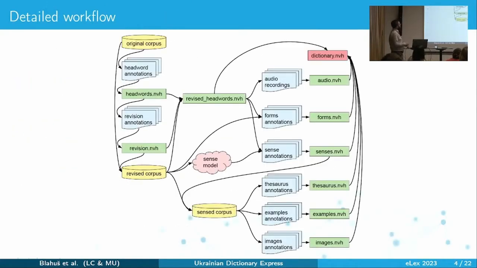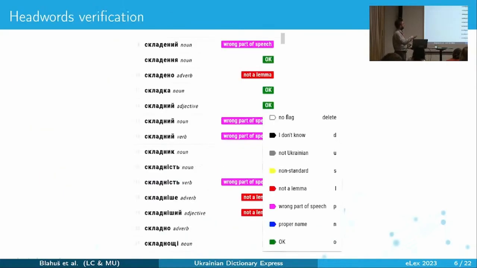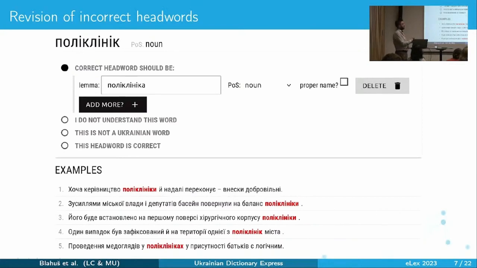I didn't mention one additional step here. Just after the head words, we need to revise some of them, because some have a label like not a lemma, so that the lemma should be different, or that the part of speech is wrong. So we need to revisit these words and assign a correct lemma to them, so that we don't miss some frequent words due to errors in tagging or in lemmatization. So here is the interface where the editors corrected the word. For example, here is the word polyclinic, which is not a lemma, and the annotator says that the correct lemma should be policlinica. They are also provided with examples from the corpus, so that they actually see the occurrences of the word.